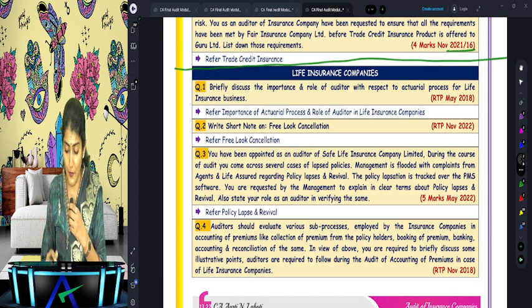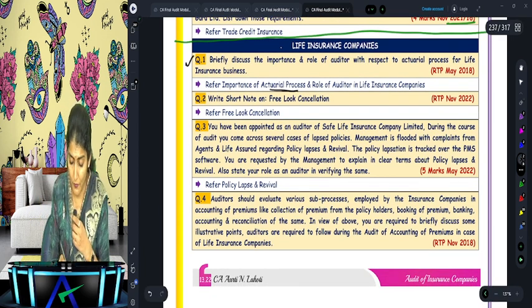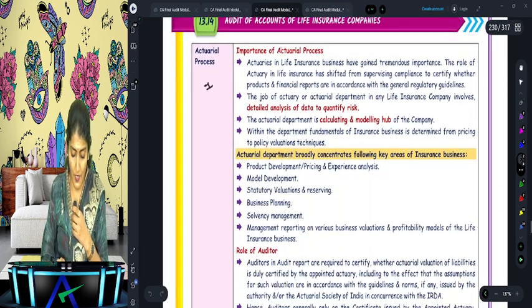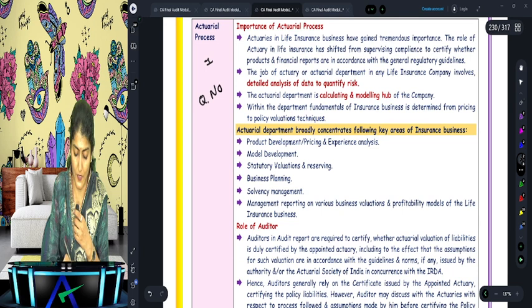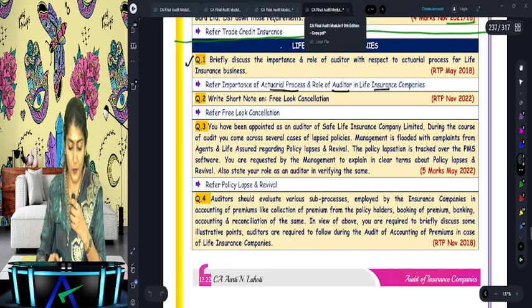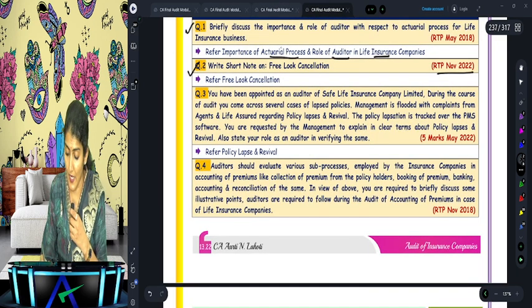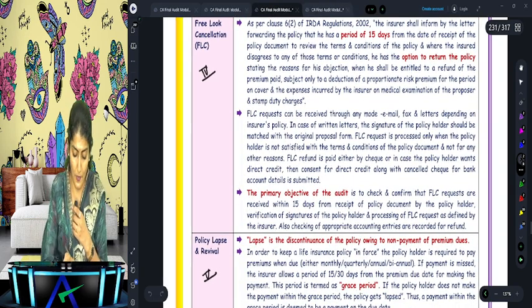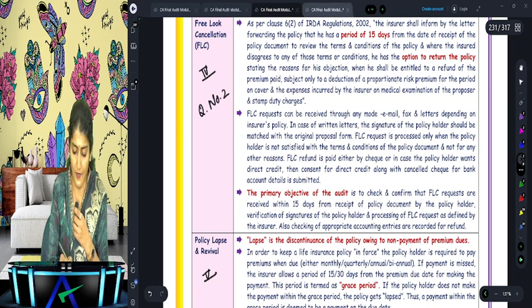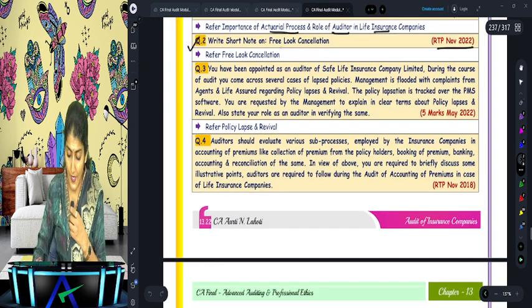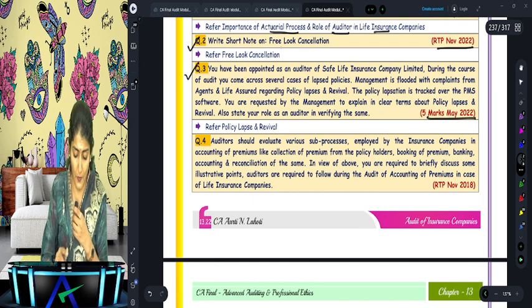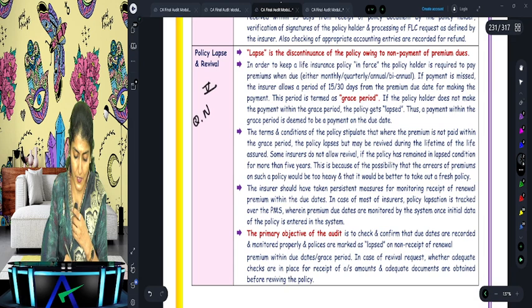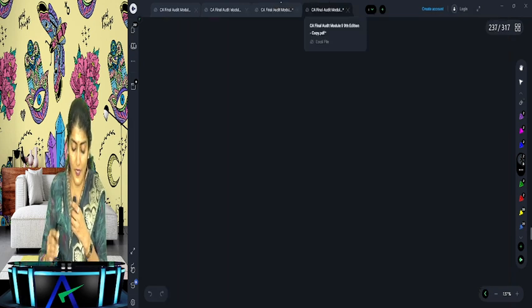What does the question bank say? Question number 1: importance of the actuary and the role of the auditor in the life insurance company. So they are talking about the actuarial process. Then you have a question in RTP number 22, regarding the free look cancellation. Then 5 marks, May 2022, there is a question regarding the policy lapse and revival. So question number 3 is regarding the policy lapse and the revival.